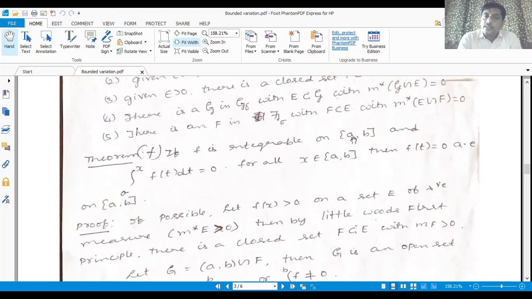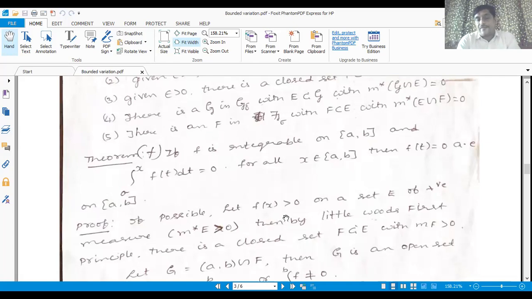But here, for every point x in this interval, the integral from a to x of f of t dt is equal to 0. If this condition holds, then definitely the function value f of t must be 0 almost everywhere on the closed interval. Now we will start with how to prove this.